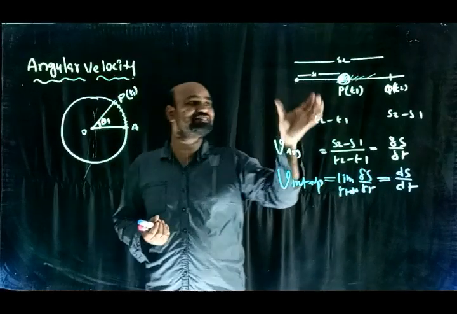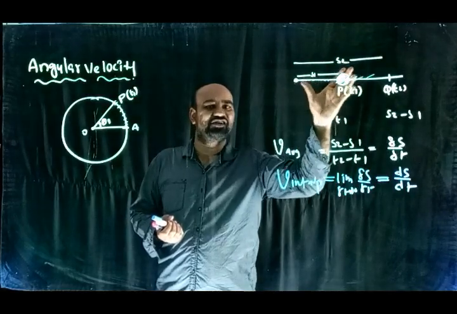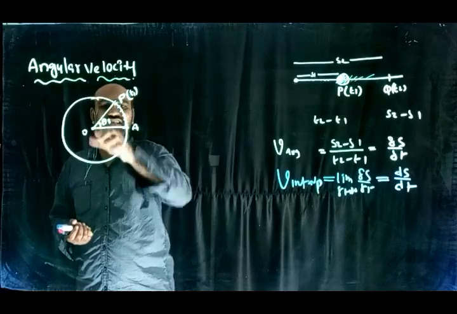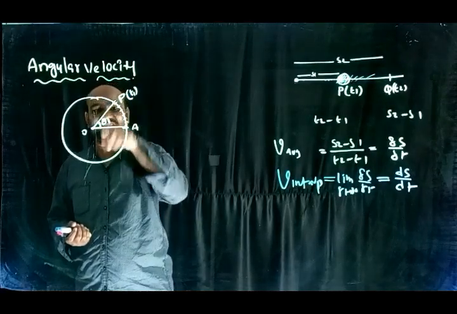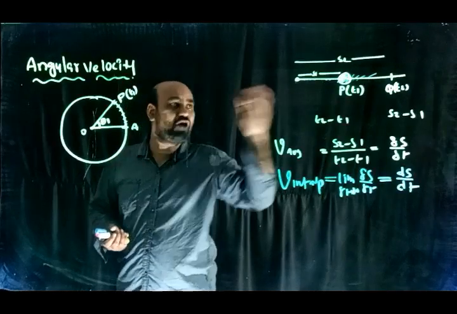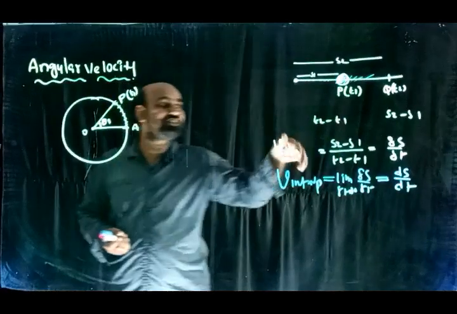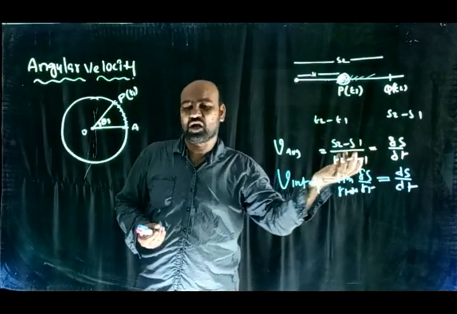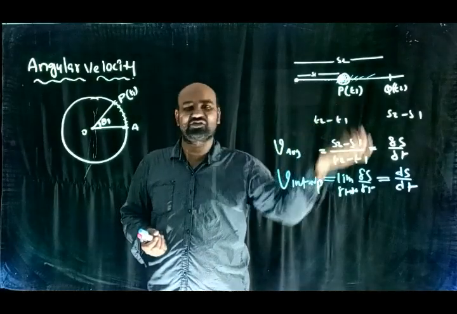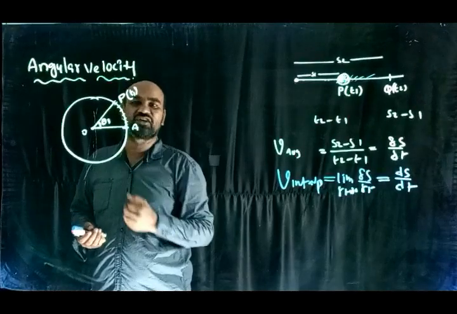Here the variable was displacement; we were discussing how fast displacement is changing. Here the angle theta is changing, the angle made at the center by the particle. We discuss how fast the angle is changing with respect to time, versus how fast displacement is changing with respect to time. Observe the difference between these two. Here, we need to find how fast the angle is changing with respect to time.